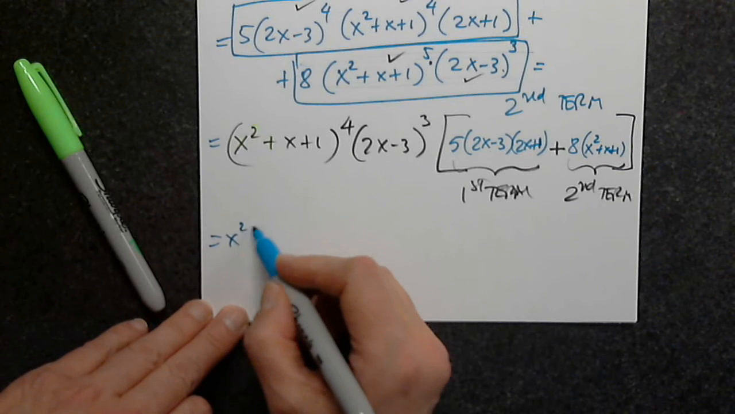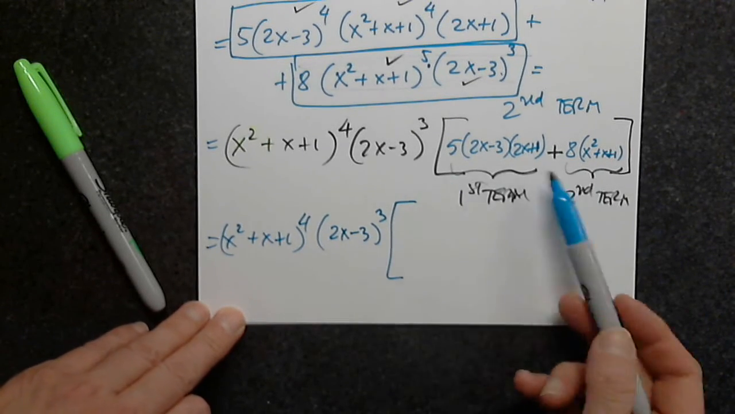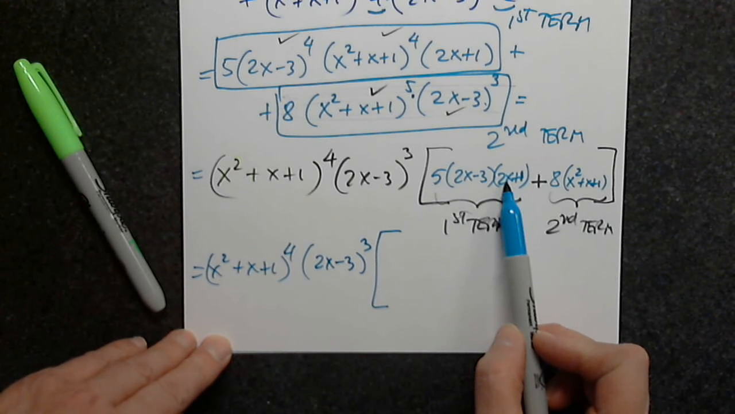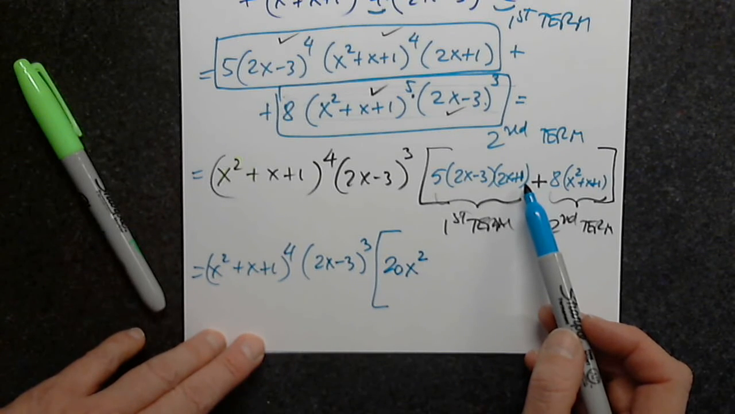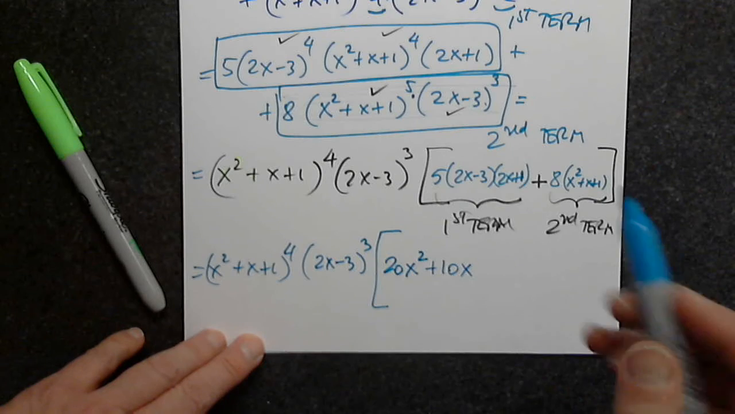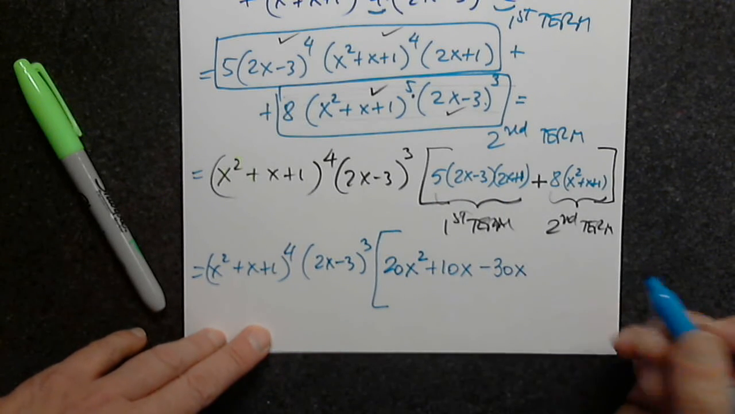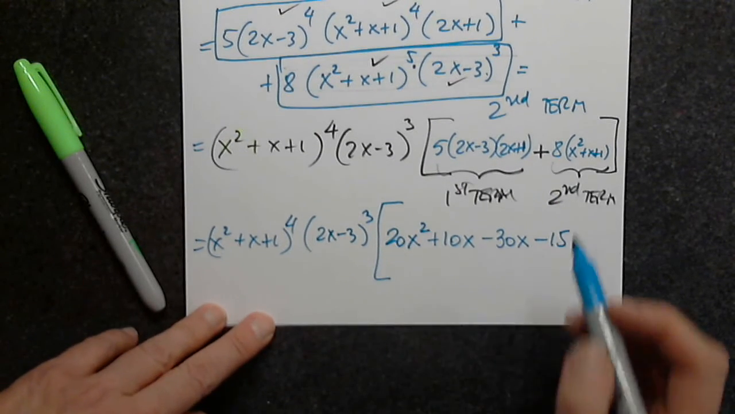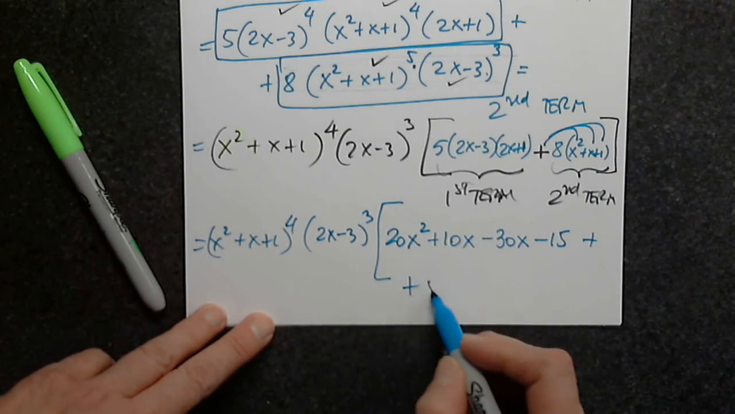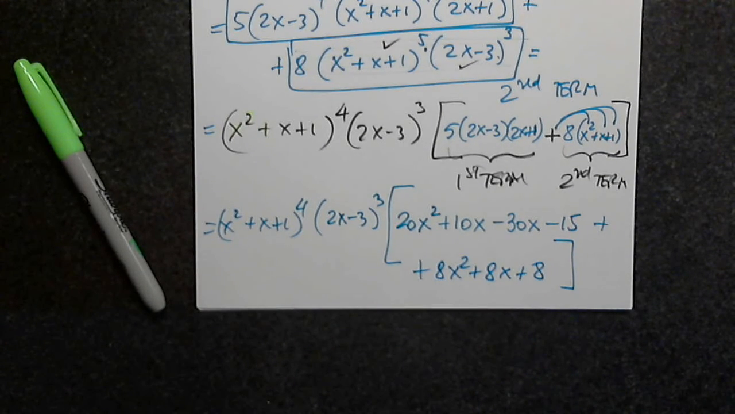So I copy (x squared plus x plus 1) to the fourth. I copy (2x minus 3) to the third. And now I have to distribute. 2x times 2x, times 5. 2x times 1, 2x, times 5, 10x. Negative 3 times 2x, negative 6x, times 5. Negative 3 times 1, negative, times 5. Excellent. Plus 8x squared plus 8x and plus 8. Not finished, because we have to combine like terms in brackets.